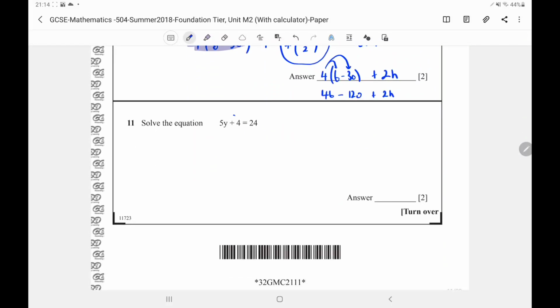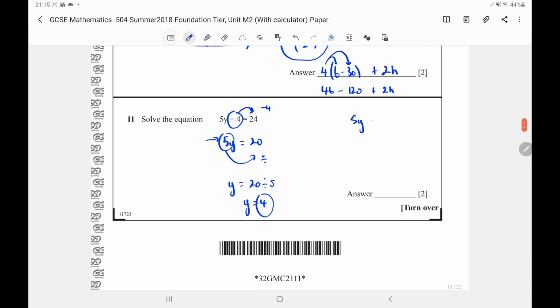Question 11 is just a straightforward equation. There's a plus 4 that we want to move over here and subtract from the other side, so 5y becomes 20. That 5, circle it, move it over and divide, because you do the opposite. So right here what's happening is you're multiplying by 5, but whenever you bring it to the other side you'll do 20 divided by 5. So y is 4. And if you want to check, just plug that into your original equation. 5y plus 4 is 24, that's what we started with. So 5 times 4 is 20, then add 4 is 24. So 4 is correct.